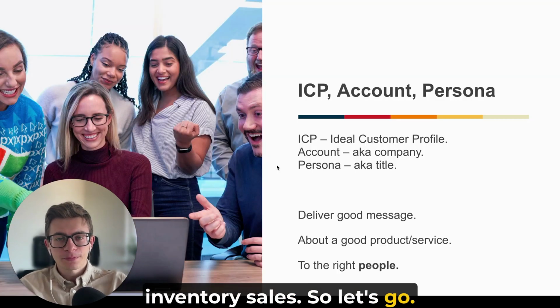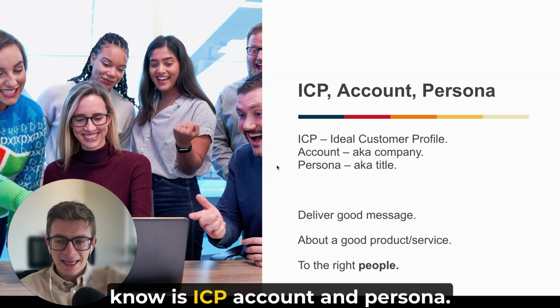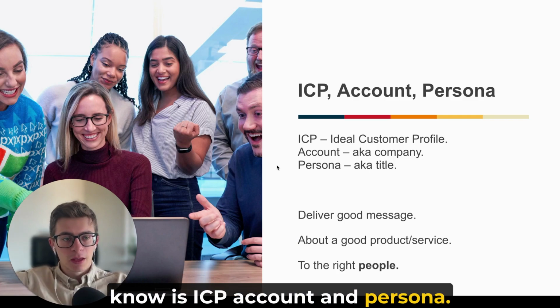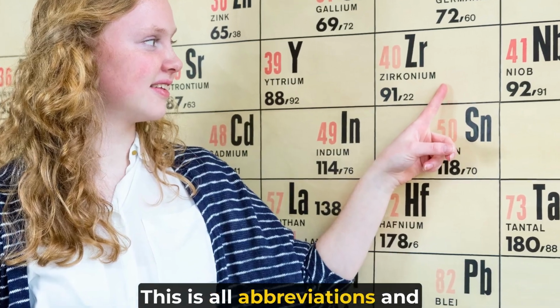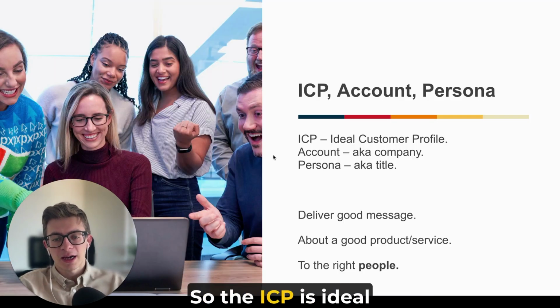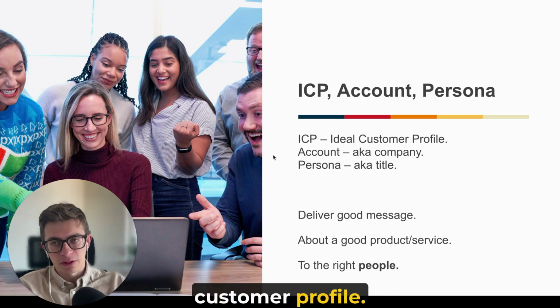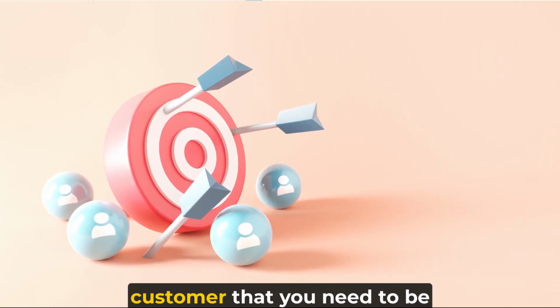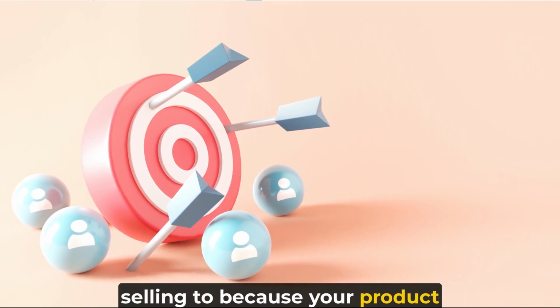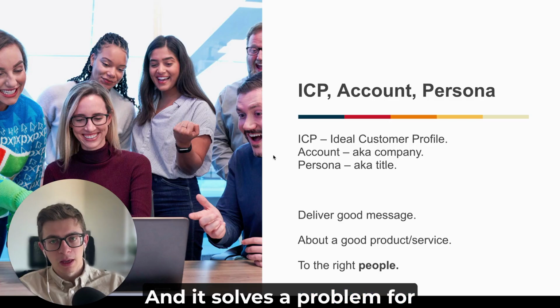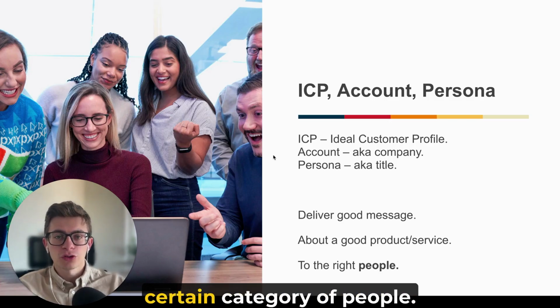So let's go. The first thing that you need to know is ICP, account, and persona. What are they? These are all abbreviations and they are widely used in sales. So the ICP is the ideal customer profile. This is the ideal picture of the customer that you need to be selling to, because your product or service solves a problem, and it solves a problem for a certain category of people.